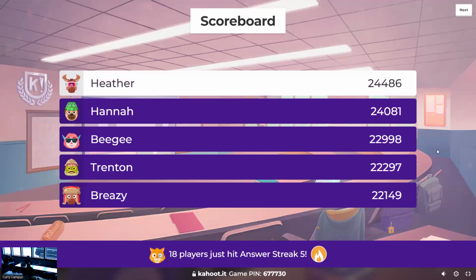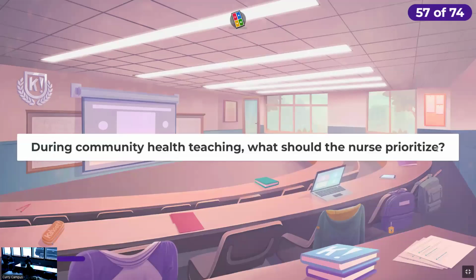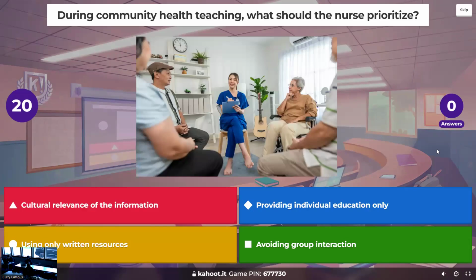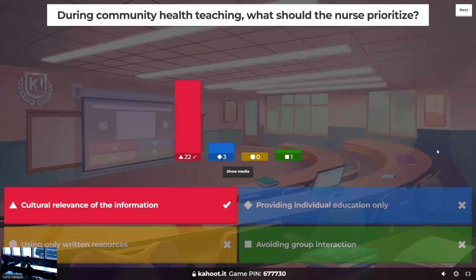All right, and Heather's still in the lead. During community health teaching, what should the nurse prioritize? And the yellow is using only written resources. Yeah, that's kind of a confusing one. So cultural relevance of the information.